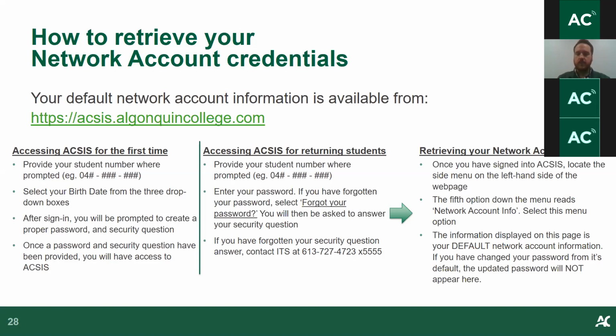Inside Access is your network account information, located in the network account info on the left-hand side menu. Your network account credentials will appear approximately 24 hours after your fees have been processed. If you've paid your fees on, say, October the 12th, you will not get your network account information until October 13th.